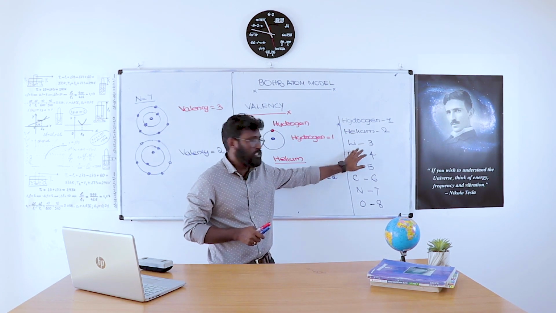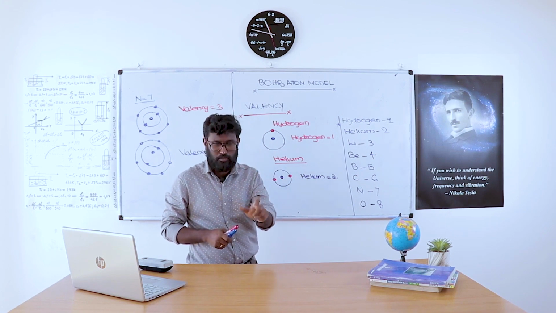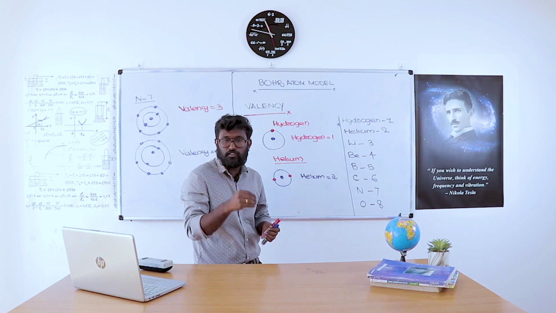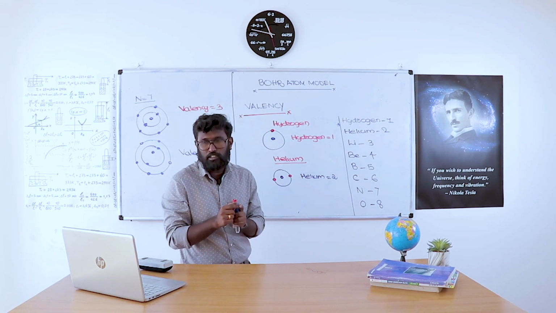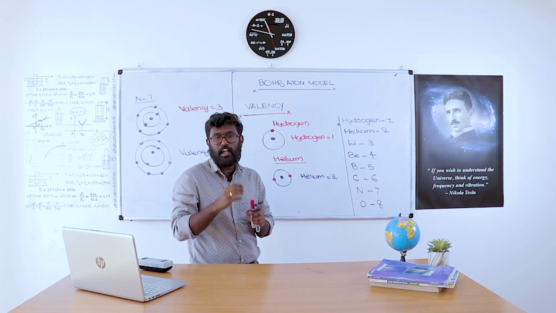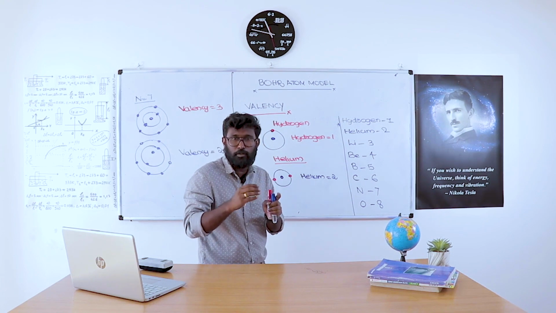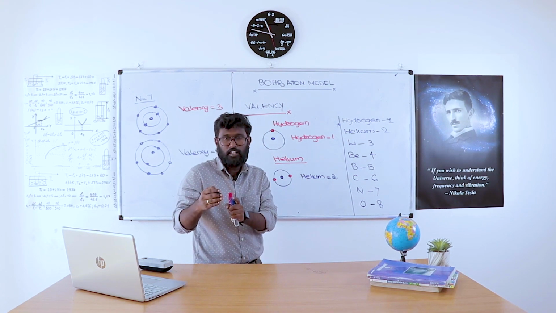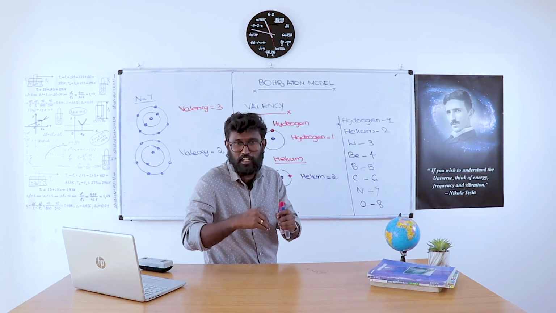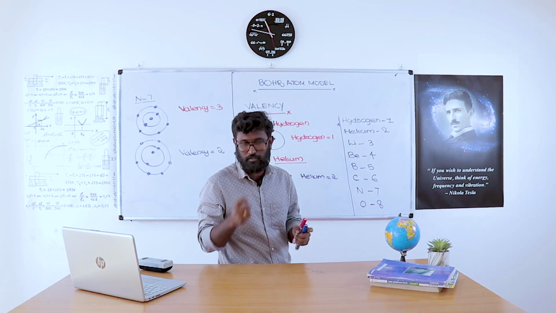Now in the case of lithium, it is 2 plus 1. In the first orbit there is 2, in the second orbit there is 1. So 7 extra electrons are required to complete the octet. So the valency is 1. It is easy to drop that 1 electron in the outermost shell to maintain stability rather than accepting 7 electrons. It is difficult to accept 7 electrons, but easy to drop that 1 electron. Therefore, the valency is 1.